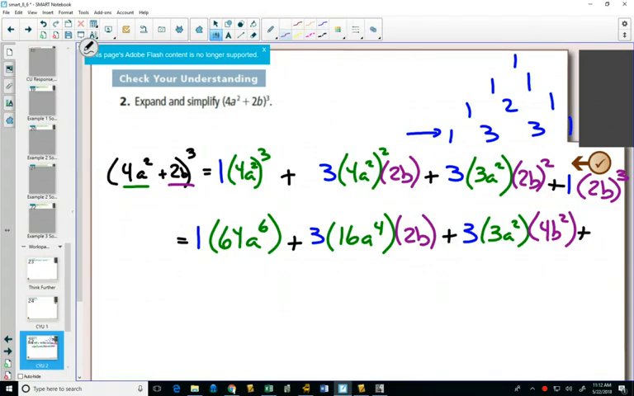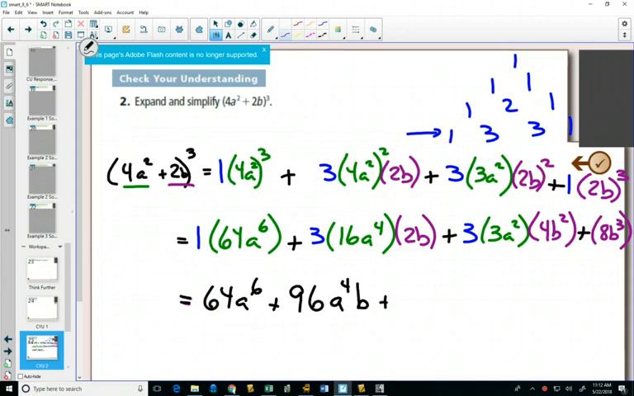And finally, 2b cubed will be 8b cubed. Once you've simplified all of your exponents, now you can just multiply your coefficients together. 1 times 64, that'll be 64a to the 6. 3 times 16 is 48, times 2 is 96a to the 4b. 3 times 3 times 4, 36a squared b squared. And finally, plus 8b cubed.